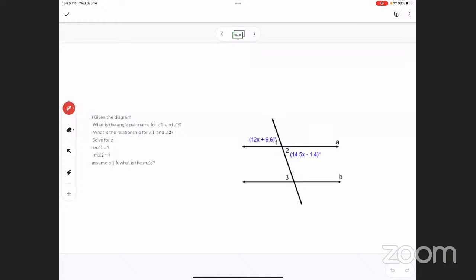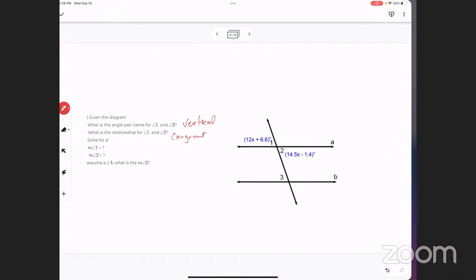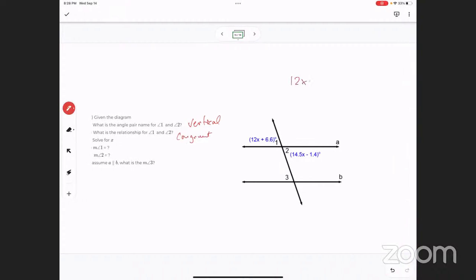Given the diagram, what's the angle pair name for 1 and 2? So these are called vertical angles. See how they're across from each other? What's the relationship? Congruent. Solve for x, set them equal to each other, right? 12x plus 6.6 equals 14.5x minus 1.4.